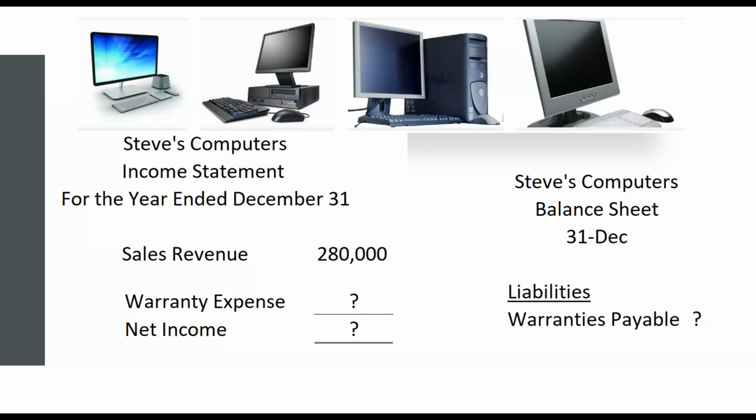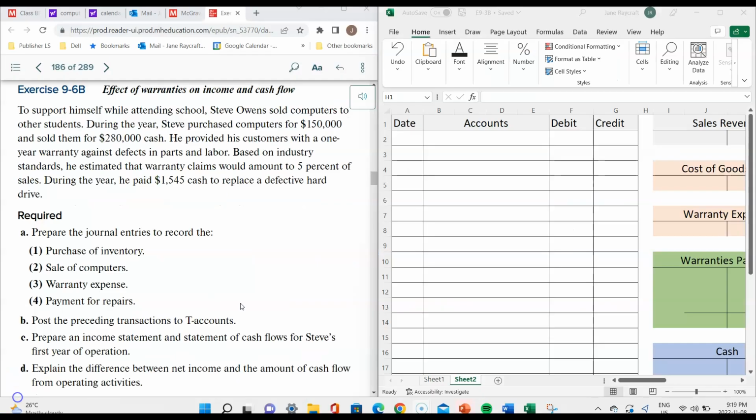So we're going to pop over to exercise 9-6B and see how this works. Okay, so Steve Owens, he sells computers, and so in this question, we're asked to journalize the transactions for this company and post them into the T account. So that's how we're going to start.